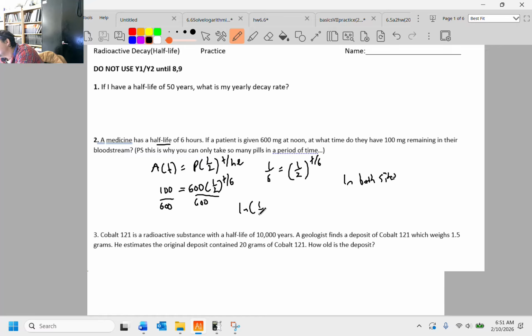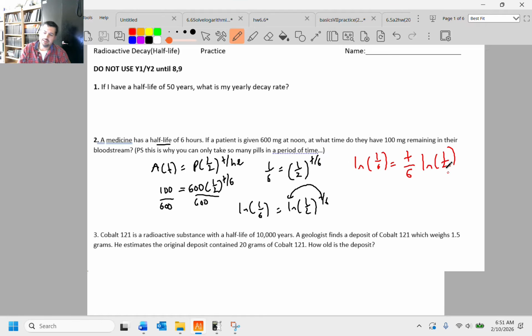Anyways, the natural log of a 1/6 would be equal to the natural log of 1/2 to the T over 6. Now, we know that exponents go out front, okay? So my next line would look like the natural log of a 1/6 equal to T over 6 times the natural log of 1/2.